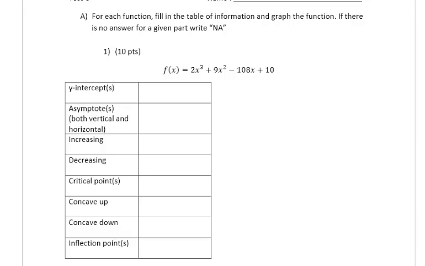This first one, we are interested in graphing it. First, we have to find the y-intercept, which always comes from the last number of 10. So the y-intercept is 10. It's a polynomial, so there are no asymptotes.